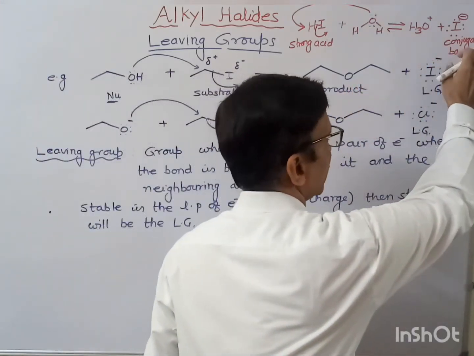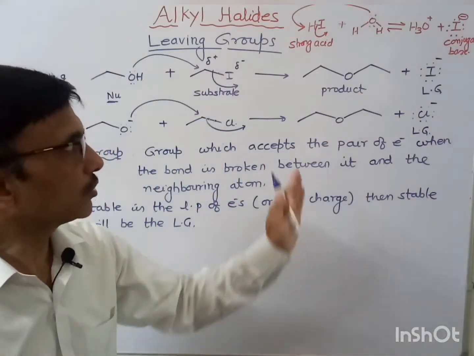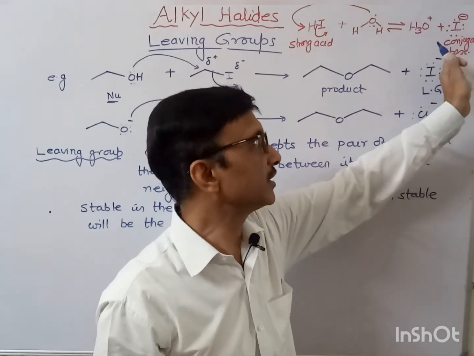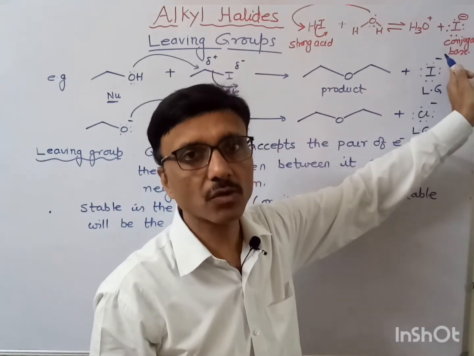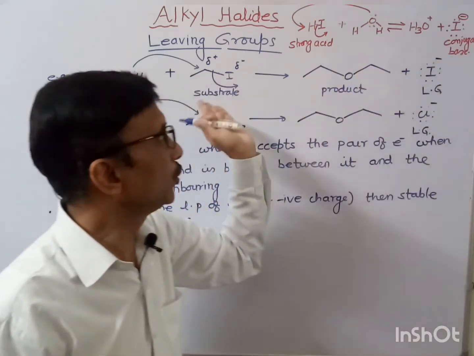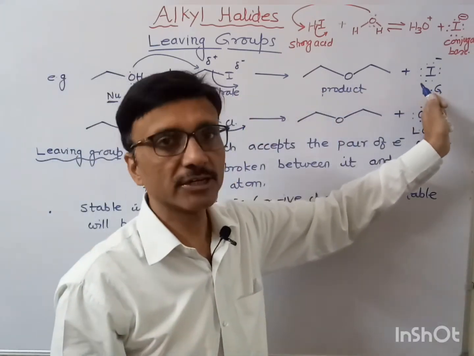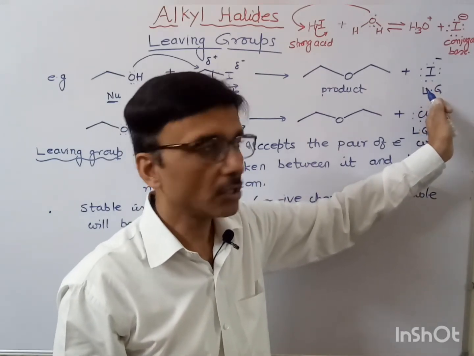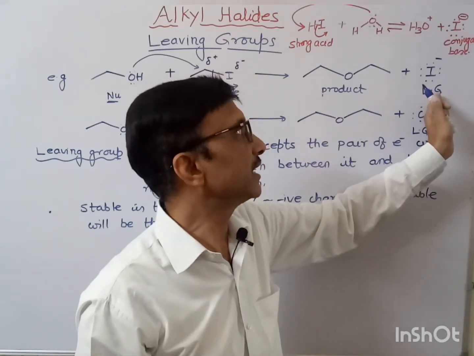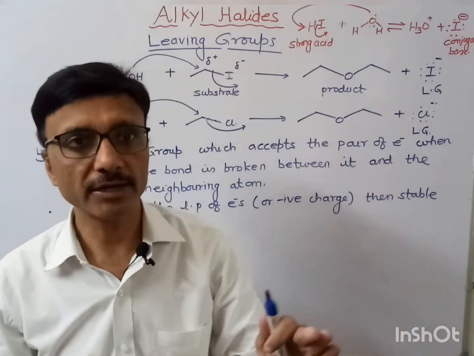So what I told you, if the conjugate base is a stable one, then that should be the weaker. And no doubt this iodide ion which is formed should be the stable one. And if it is stable, it means this is a weaker conjugate base. So for a faster nucleophilic substitution reaction, the leaving group that is formed should be the stable, or we can say the weaker conjugate base, because the more stable the conjugate base is, the weaker it would be.